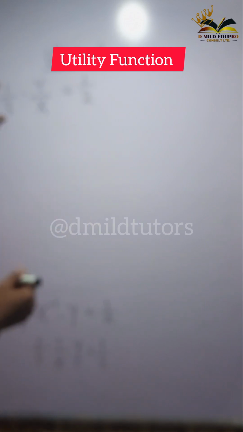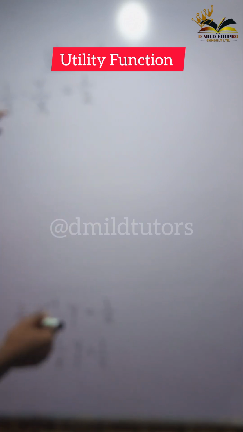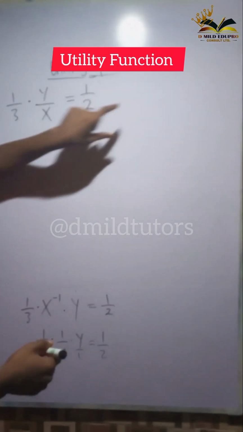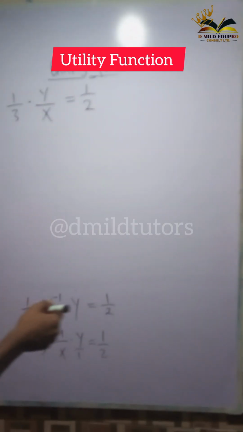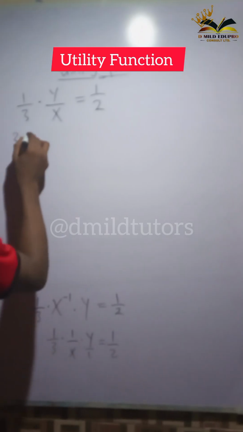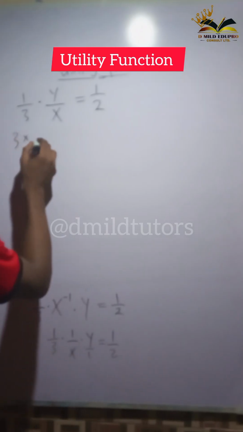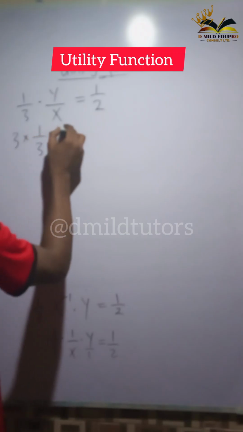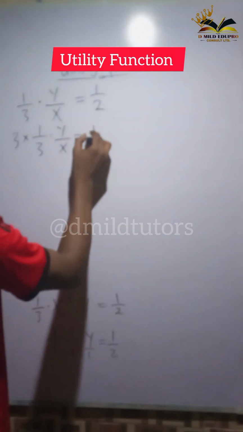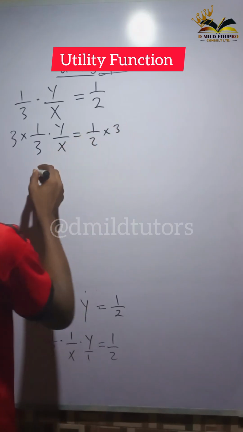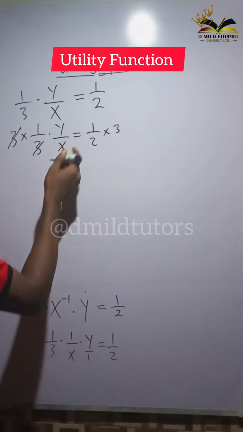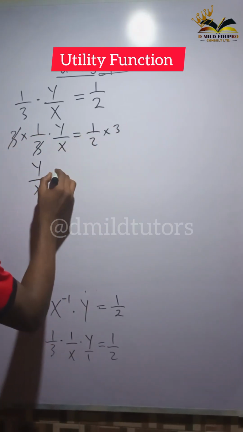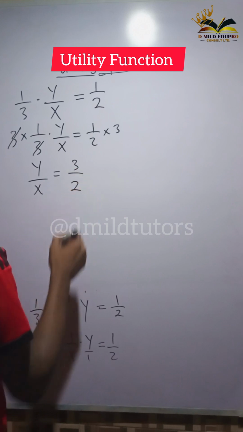Now this is like a coefficient, so we need to remove this coefficient from here. And to do that, we multiply both sides by 3. All right. So if we multiply both sides by 3, we have 3 times 1 over 3, then times y over x equals 1 over 2 times 3. So this 3 will cancel. You are left with just y over x equals 3 over 2.